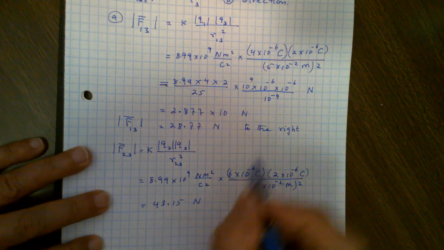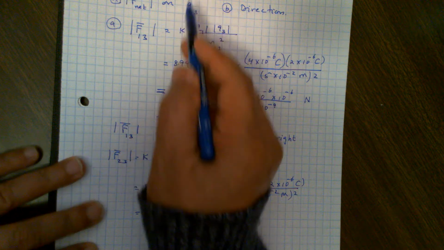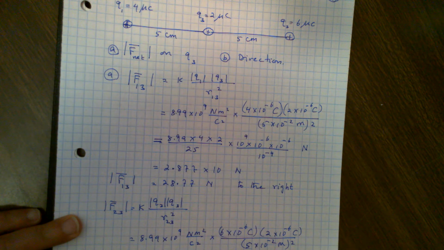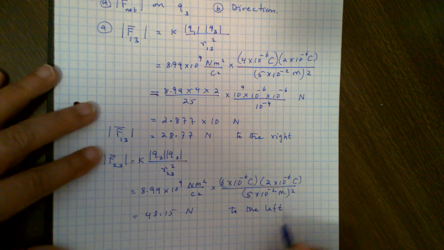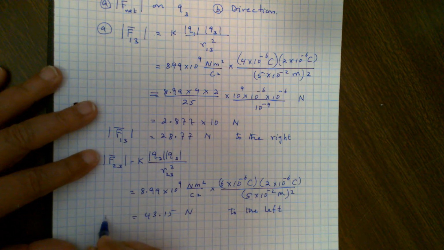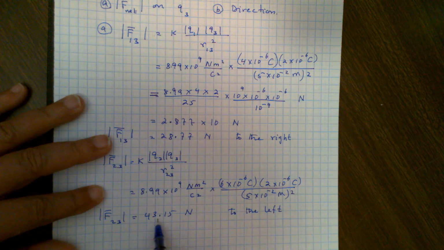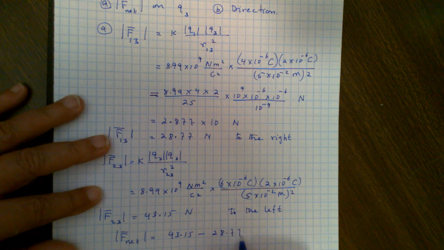Now this guy is going to be pushing this Q3 to the left, right? Because this is positive, so this is going to be pushing Q3 to the left. So I'll write to the left. So now look, when I write to the left, this F13 and F23, which one is bigger? F13 is 28.77, F23 is 43.15. So F23 will be bigger, and it will win, so the net force will be directed towards the left. The magnitude of F net is equal to 43.15 minus 28.77 newtons.